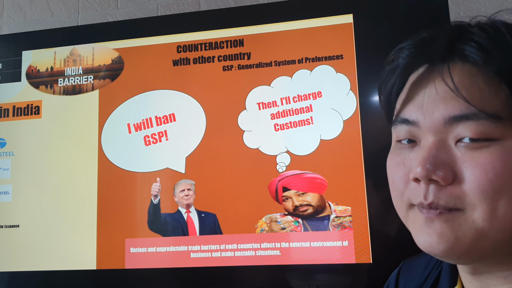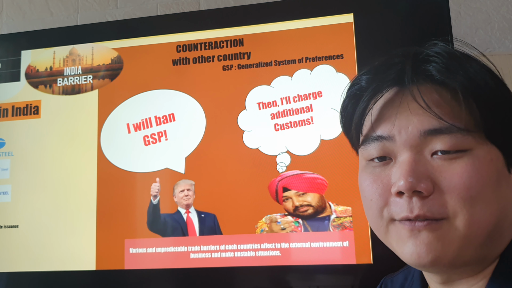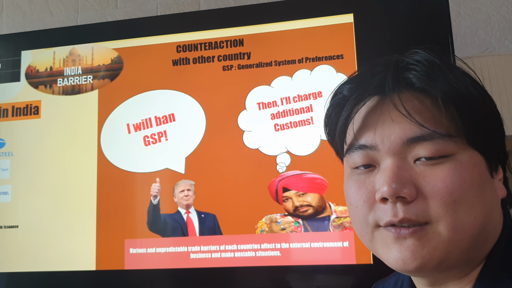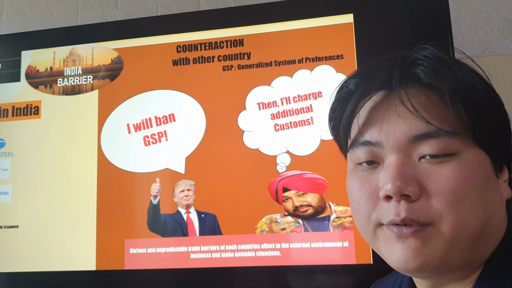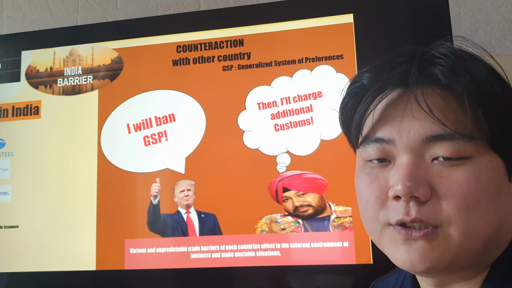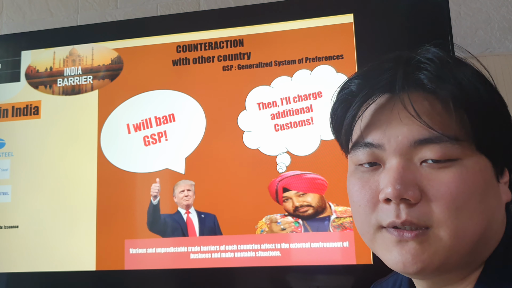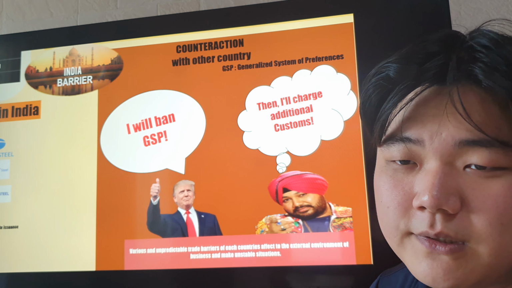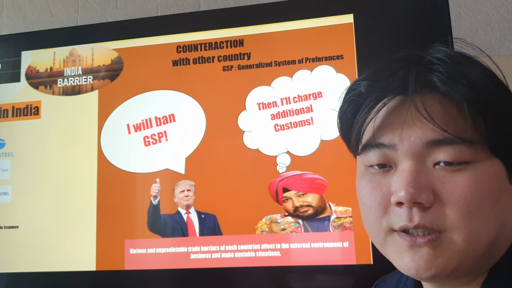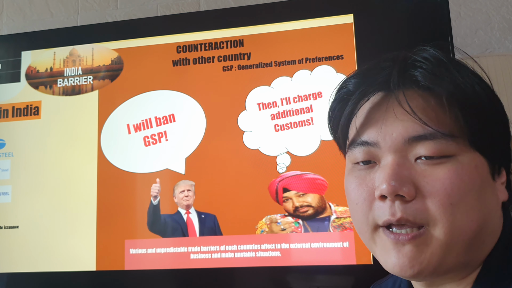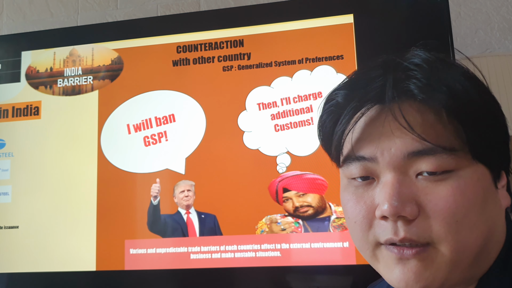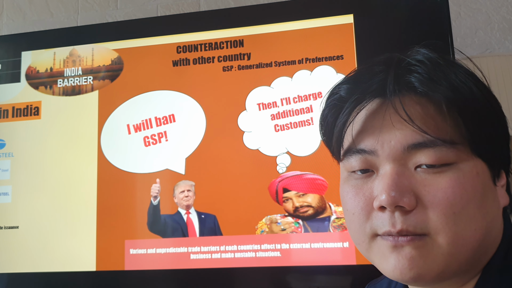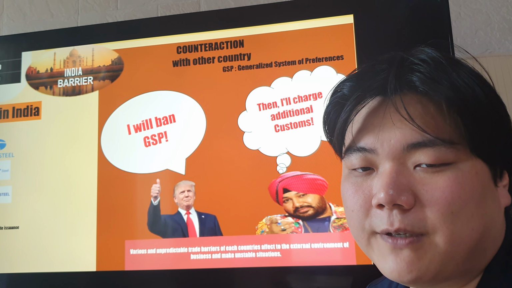Finally, we found our answer to the question of how trade barriers can affect the marketing strategy of a business. Various and unpredictable trade barriers of each country affect the external environment of business and make unstable situations. In terms of government strategy, trade barriers should be dealt with effectively with other countries. However, in terms of company strategy, it will be different.